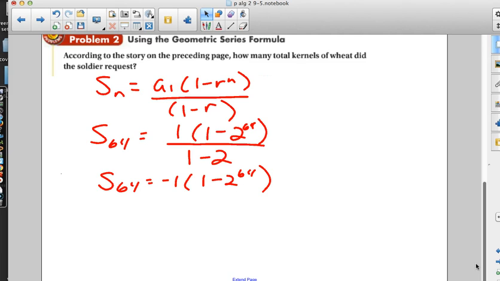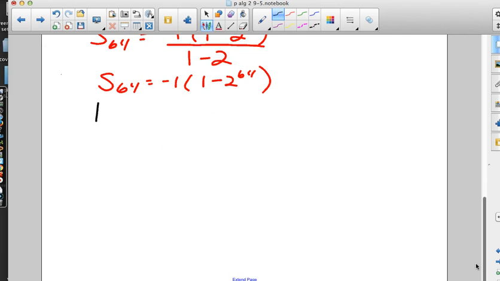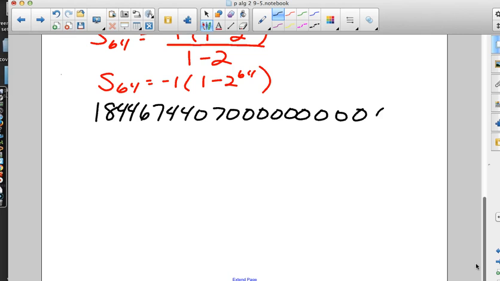Oh my. It's so much that the calculator went to scientific notation. So let's see. We got to move that decimal place over 19 times. 1, 2, 3, 4, 5, 6, 7, 8, 9, 10, 11, 12, 13, 14, 15, 16, 17, 18, 19.